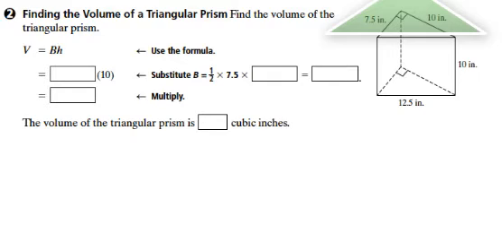So we have 1/2. I used 0.5 here just to make it easier to write. So 0.5 times 7.5 times 10. Then take that times the height of the prism, which is here, 10. When we do that multiplication, we get the volume equals 37.5 inches cubed. So the volume of the triangular prism is 37.5 cubic inches.